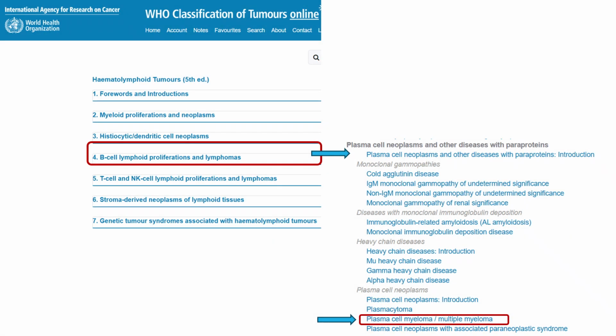Hello guys, today I'm going to discuss plasma cell neoplasm. I will discuss half of the conditions today and the others another day. Plasma cell neoplasm comes under B cell lymphoid proliferations and lymphomas. There are plasma cell neoplasm, plasmacytoma, plasma cell myeloma, and plasma cell neoplasm with associated paraneoplastic syndrome.